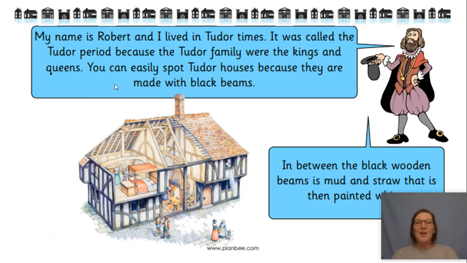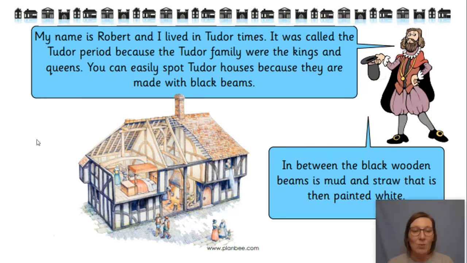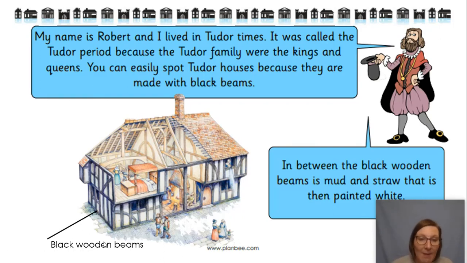Let's have a look. So in between the black wooden beams, it's mud and straw, and it's painted white. So I'm going to show you now. Oops. Okay. Can you see the black wooden beams? They're there, and they're just wood. And in between that, it's just mud and straw that's mixed together and pushed in between them. So really, essentially, it was a house that was just made of wood.